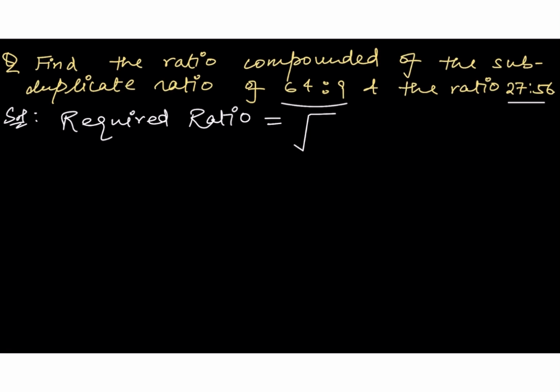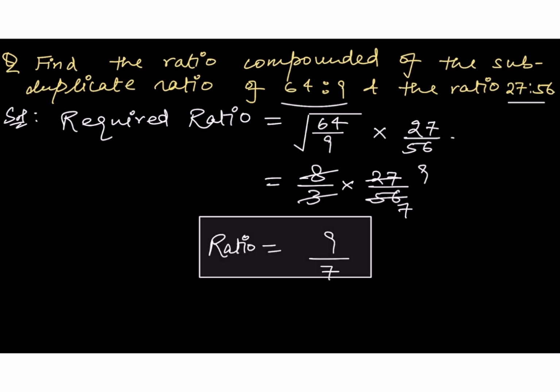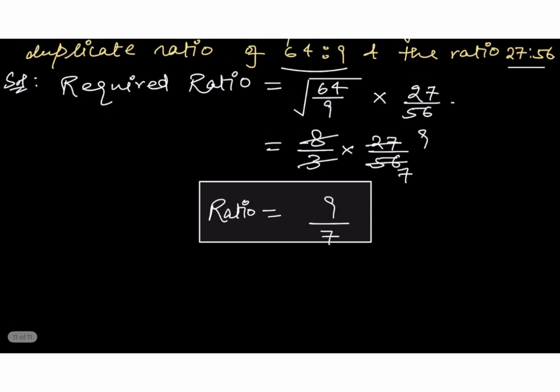So by taking the square root of 64:9, so root over 64 by 9 into 27 by 56, right? So root over 64 is 8 and root over 9 is 3. So 8 by 3 into 27 by 56. 8 sevens are 56, 3 nines are 27. So required ratio is 7 by 9, right? Now let's come to next question.